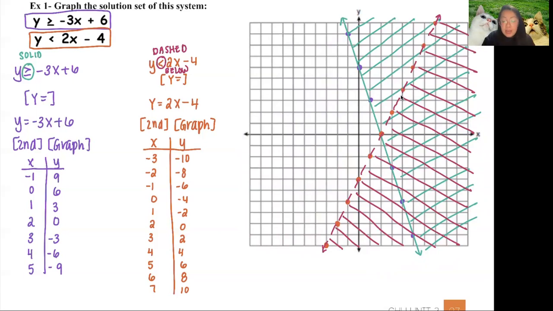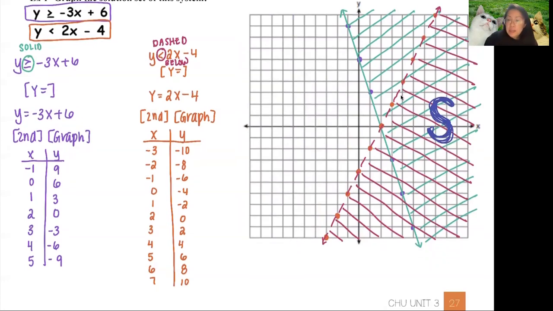Last thing we need to do when we have a system of inequalities is to put an S where the solution is. In a system of inequalities, the solution is where we overlap, where the red and green are overlapping. For you on your paper, where there's double shading. Any point in this double shading is a solution. So for example, let's say the point 6, 2. 6, 2 is a solution because it's in the double shading.